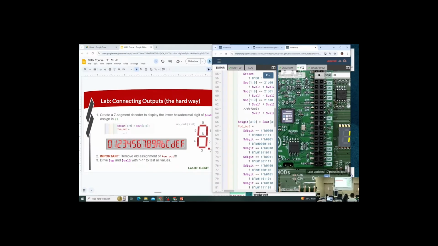I think most people are all set, but I'll walk through the solution and then it'll be perfect time for lunch, I think.